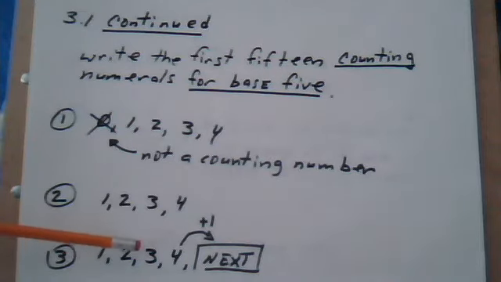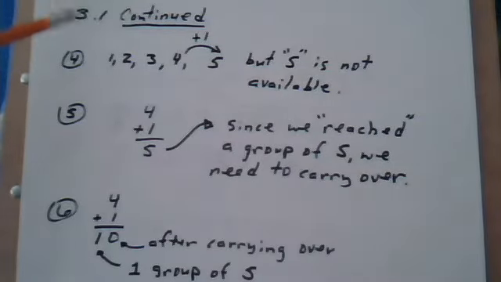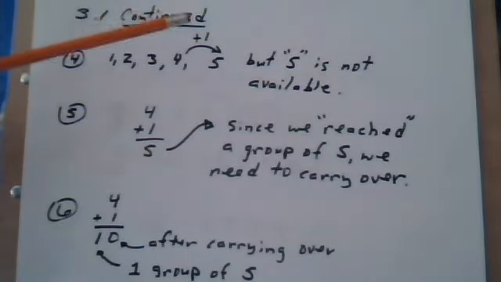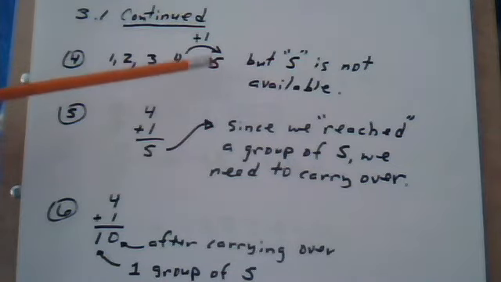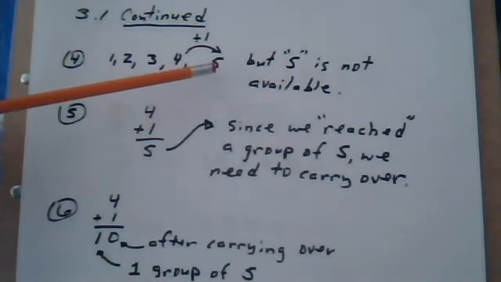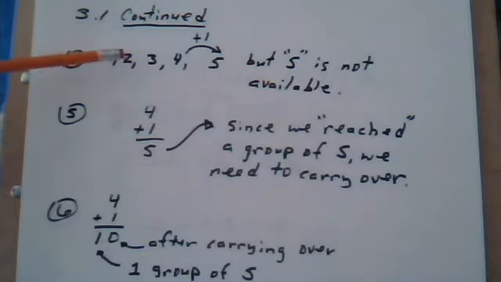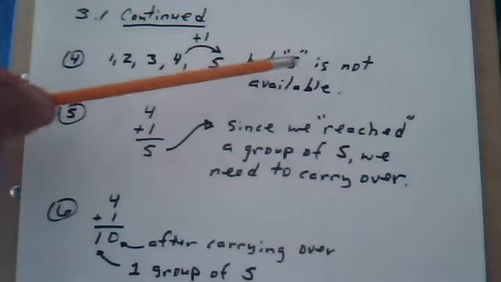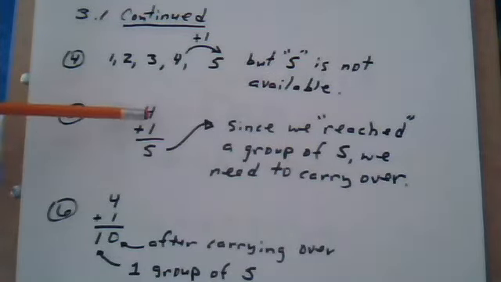So how do you get the number after the 4? Well, you add 1 to it. 4 plus 1 is 5. But we said that in base 5, there's no symbol for 5. We have to use these symbols here to come up with a 5. 5 is not available. So 4 plus 1 is 5.